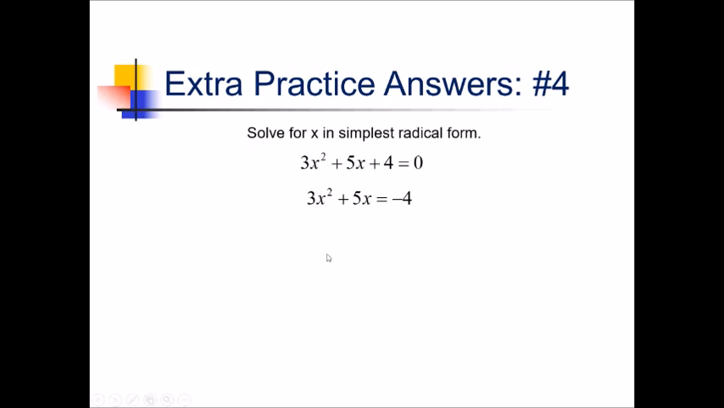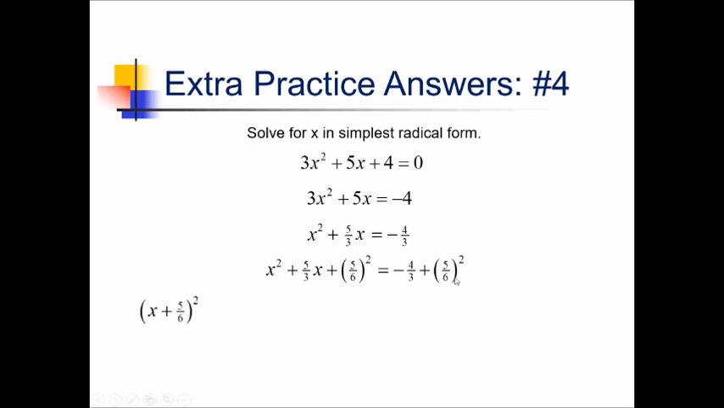So that'll give me an x squared, and then we'll have 5 over 3 x, and then this will equal negative 4/3. At this point, I'm ready to take half of my b value, so half of 5 over 3. Multiplying that by 1/2 gives me 5 over 6. So I'm going to add 5 over 6 squared to both sides of the equation. And that is going to complete the square on the left side. That means that I can now factor my left side into x plus 5 over 6, whole thing squared.